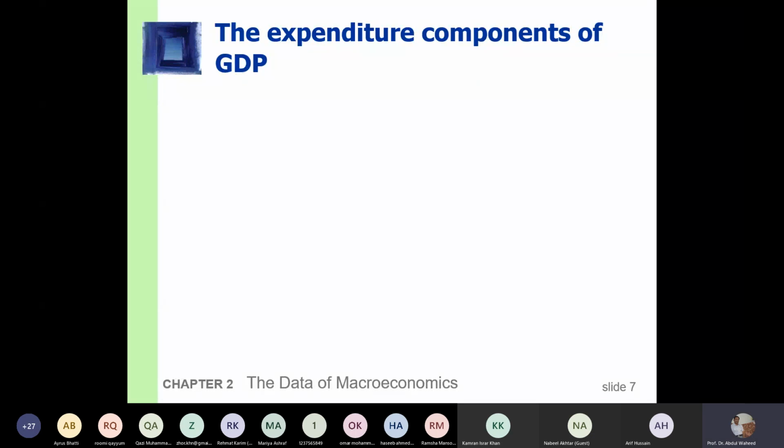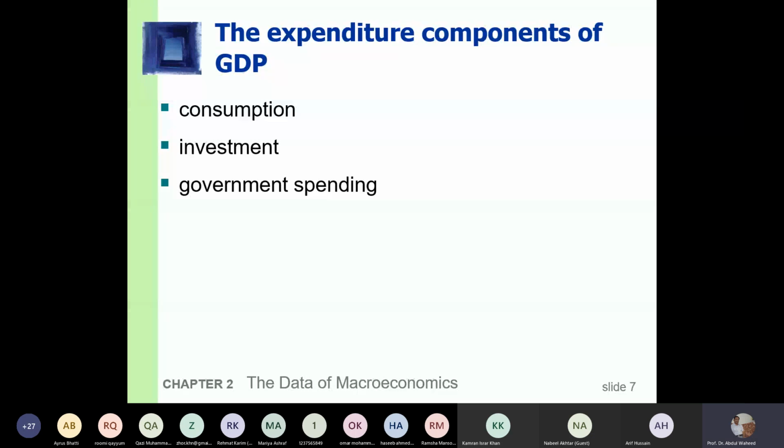Then if we want to calculate GDP using the expenditure approach, we have different components of expenditure. We have consumption expenditure, investment expenditure, government spending, and net exports. The act of consuming something is called consumption expenditure, and consumption expenditure is made by whom? Who will make consumption expenditure?